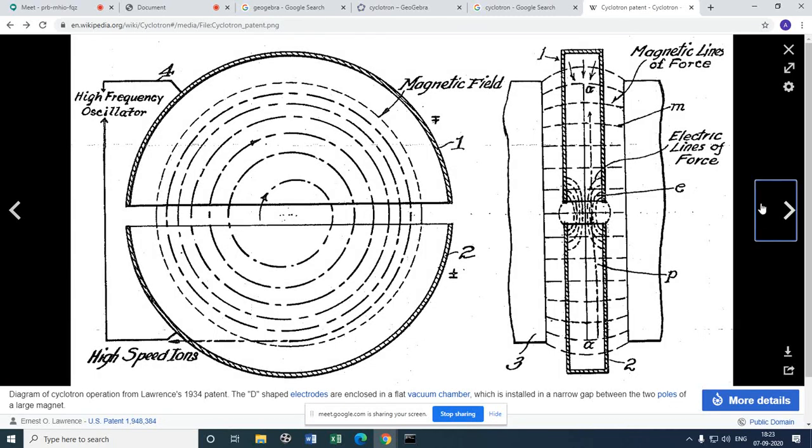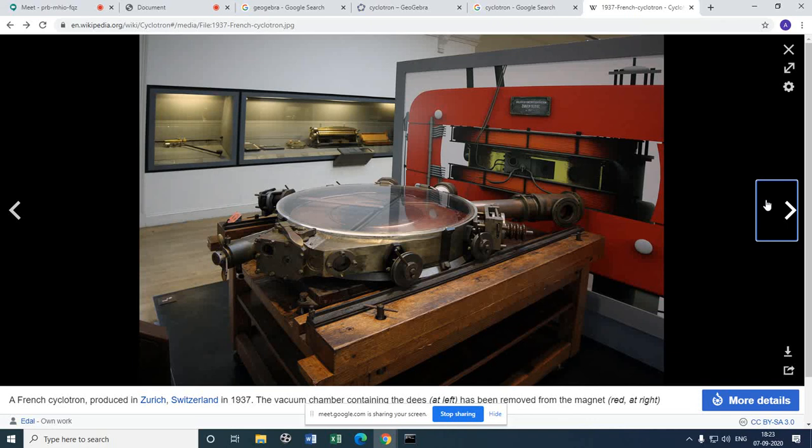Now here is another one, the high frequency oscillator. Please identify the different parts, which part is what. I think this is the first working stage of a cyclotron, produced in Zurich, Switzerland in 1937. The vacuum chamber containing the D's at the left has been removed from the magnet, taken away, to show you how it actually works.